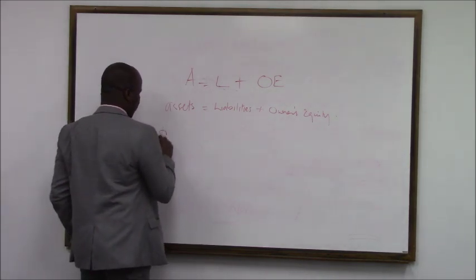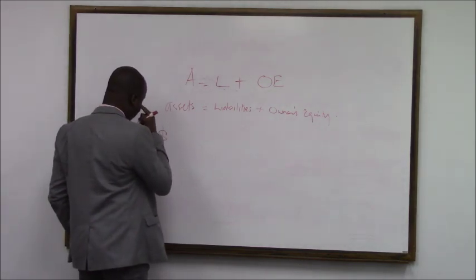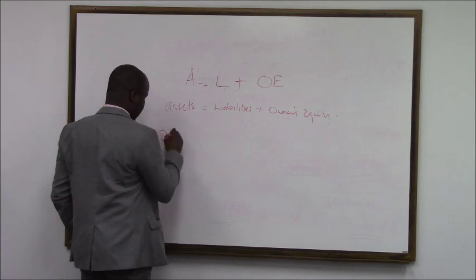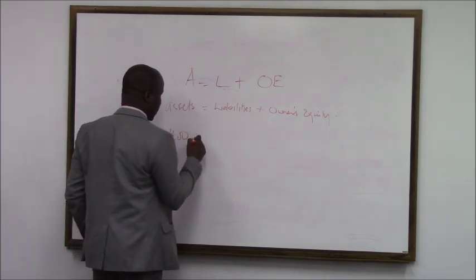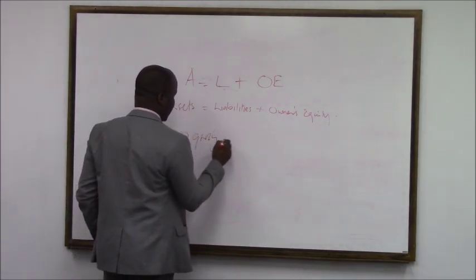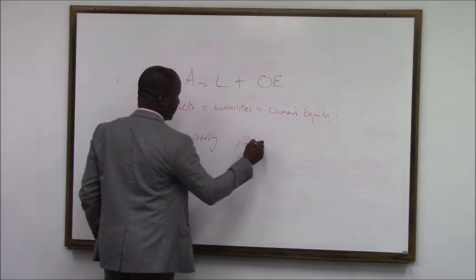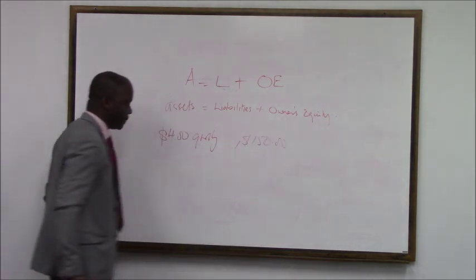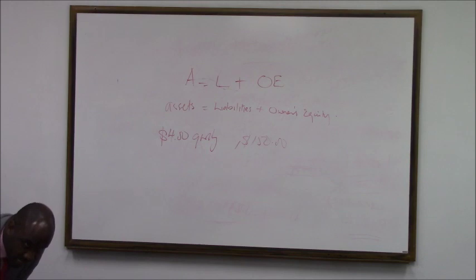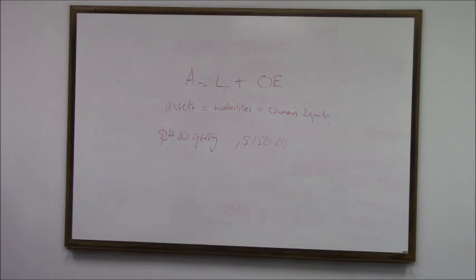You have Amazon who pays $4 quarterly, and their current share price is $150. Work it out for me. What's my dividend yield? They pay $4 quarterly, and their current share price is $150. What's that dividend yield?